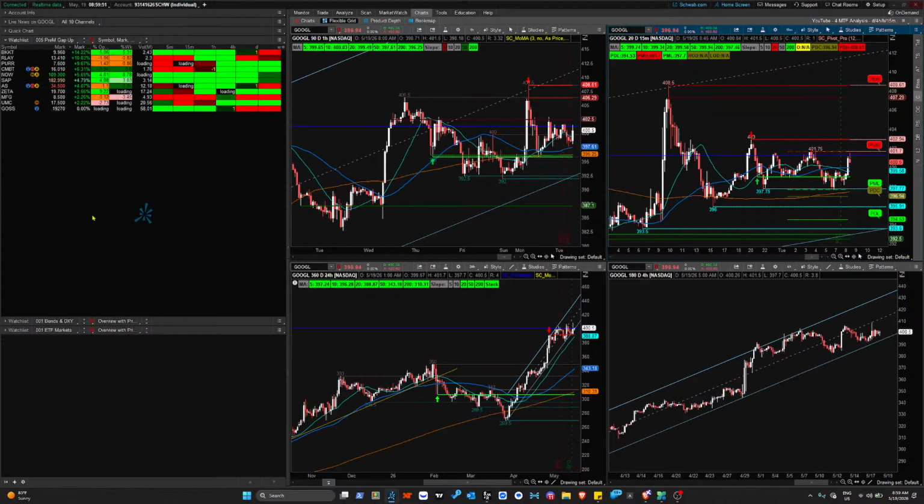Pre-market gap ups. Your gap ups actually are very small compared to your gap downs, I think. You got Play over here. Let's take a look at Play really quick.